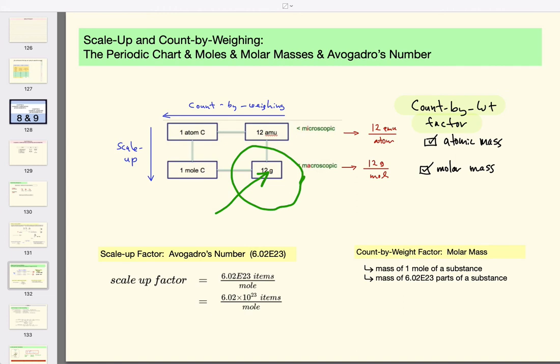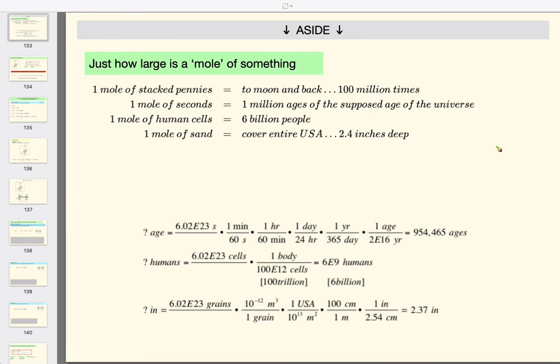So long as we do both of those things, so long as we count by weighing and so long as we scale up. I wanted to take just a quick second and let you know just how large we're scaling things up. How large is a mole? If we took one stack of pennies and stacked them on their side, 1 mole of pennies, Avogadro's number of pennies, 6.02 times 10 to the 23rd pennies, would go to the moon and back 100 million times.